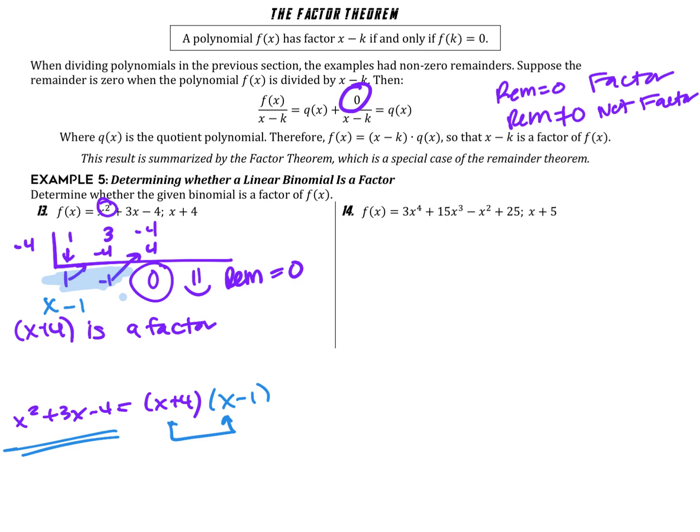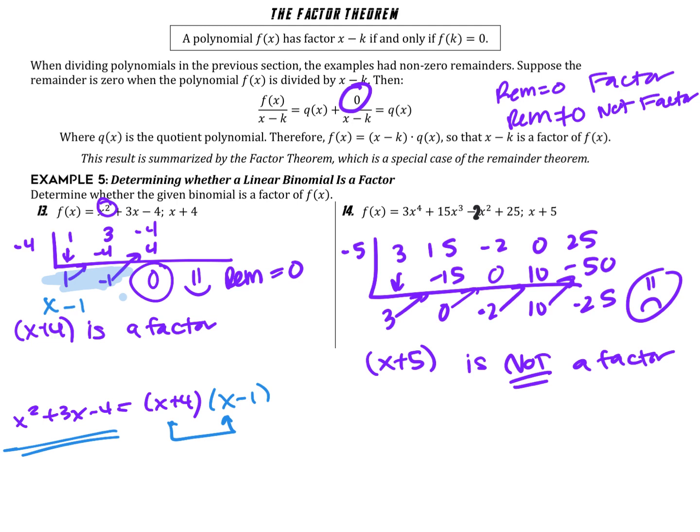So I actually am going to slightly modify this problem here. I'm going to put a 2 here. So now I want you to pause the video with the 2 there. Go ahead and set up the synthetic division and see if x plus 5 is a factor. Then unpause the video and see how you did. So here we get a remainder that is not 0. And since the remainder is not 0, x plus 5 is not a factor.